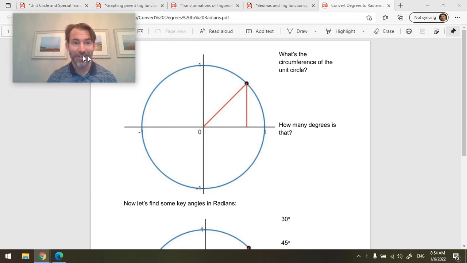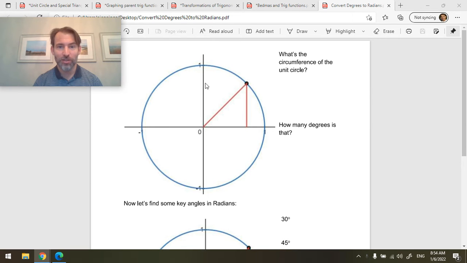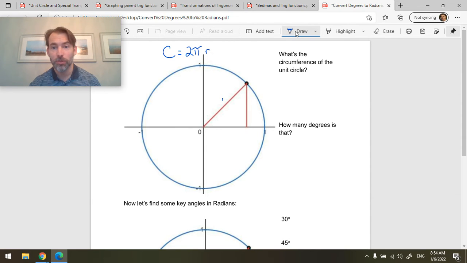We're back here. So what is the circumference of this circle? Well, we know that the circumference of a circle is given by this formula here. The circumference is equal to 2 times pi times r. But here the r is 1. So the circumference is just equal to 2 pi. Okay, it takes 2 pi to go all the way around. So the circumference here is 2 multiplied by pi.